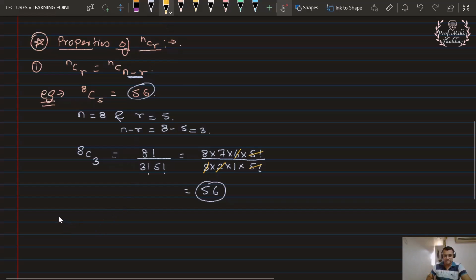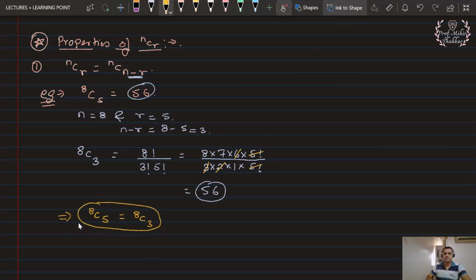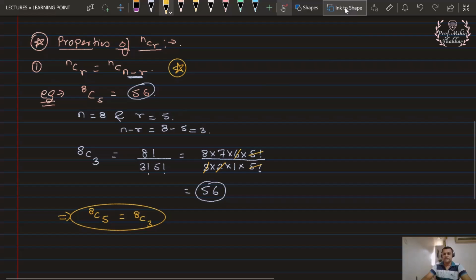So this implies 8C5 is exactly equal to the value of 8C3. So from here it is proved that nCr and nC n minus r, they both are exactly equal to each other. Now in exams, you don't need to sit and prove this for each and every sum. This is always applicable for any example, any numbers.